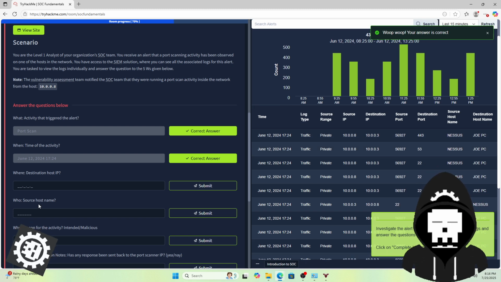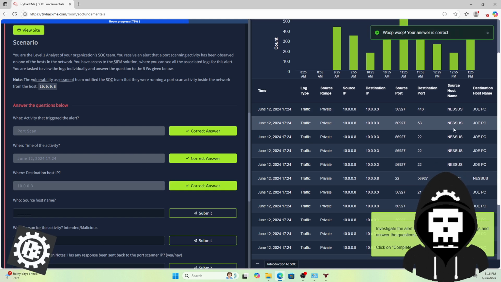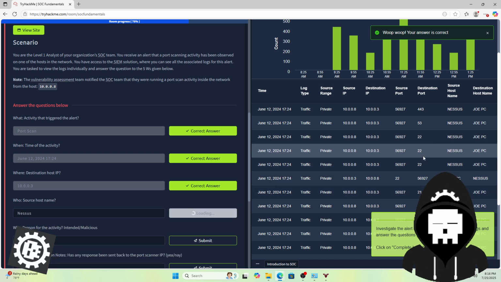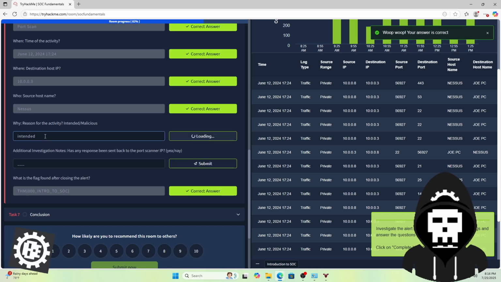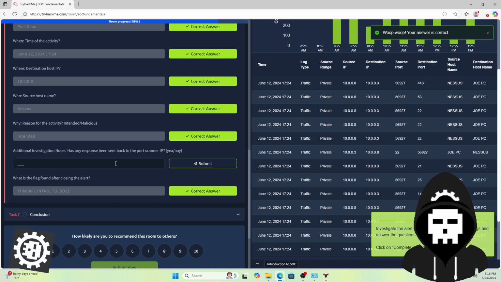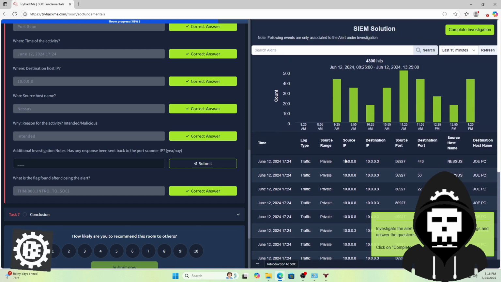So, destination IP 10.0.0.3. And of course we see that up here. Submit. Our source host name is this Nessus scanner. Reason for the activity, obviously it was intended because the vulnerability team told us it was. Has any response been sent back to the port scanner IP? And I believe we can say yay to this one.